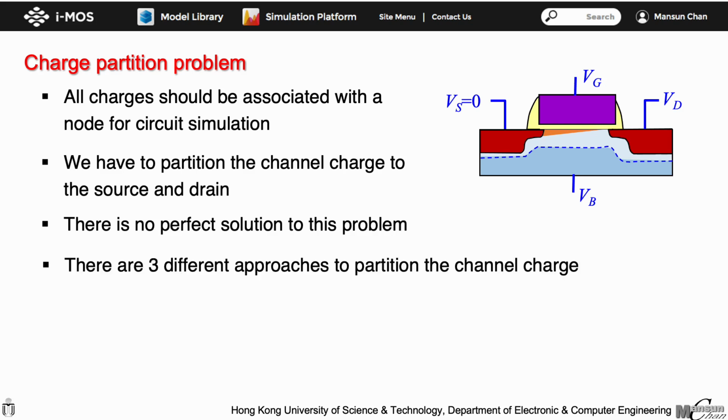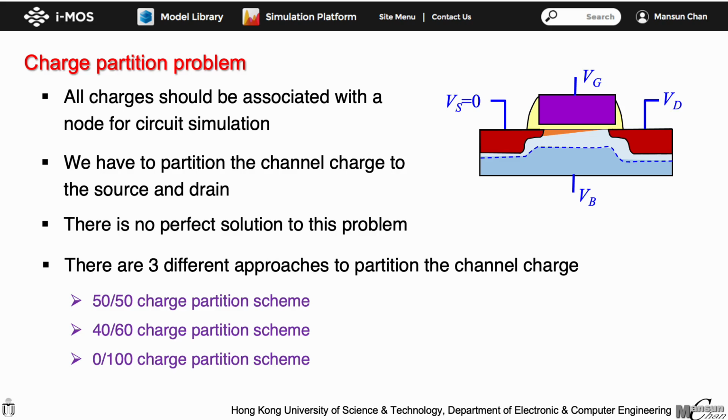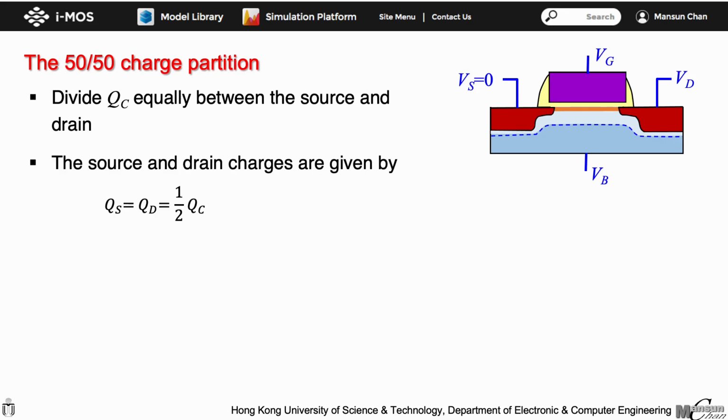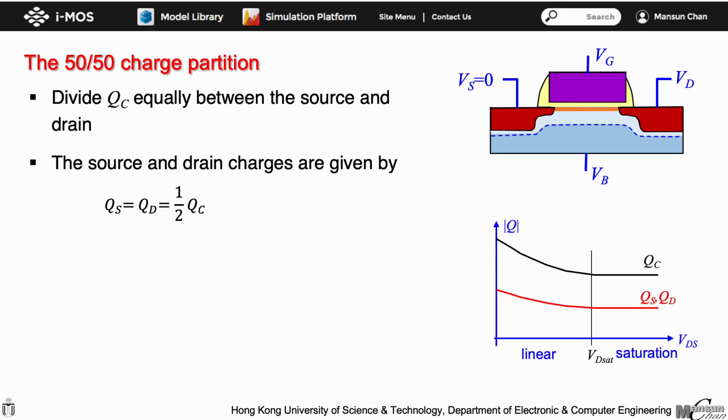Based on intuitions, there are 3 different approaches to handle the charge partitions based on different assumptions. They are the 50-50 charge partition scheme, the 40-60 charge partition scheme, and the 0-100 charge partition scheme. All of them are not fully correct and only used to provide a guideline. The 50-50 charge partition scheme just equally divides the charge in the channel between the source and the drain. That is, the source charge QS and the drain charge QD are simply equal to QC divided by 2. And graphically, it is illustrated in the plot given here.